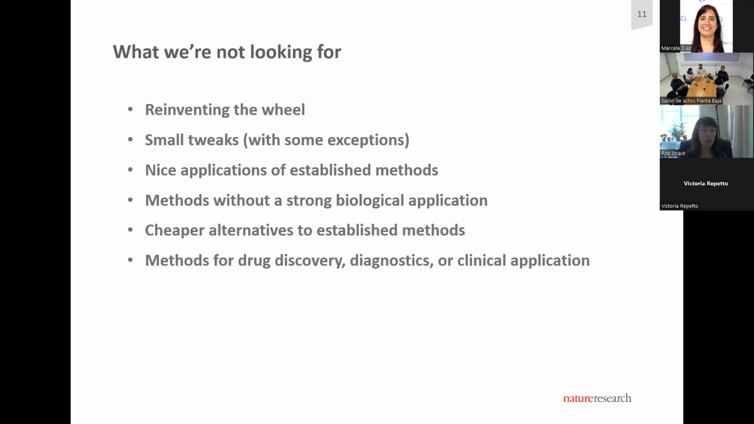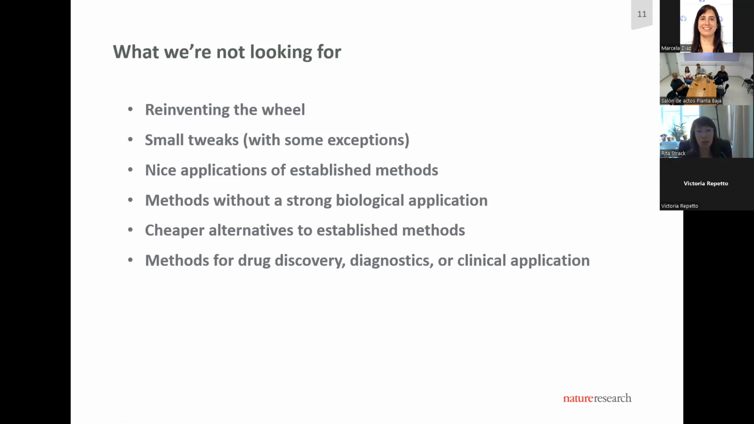We tend not to publish cheaper alternatives to established methods, although again, there are some exceptions here. And we don't publish methods that are primarily for drug discovery, diagnostics, or clinical applications. And that, again, is just because our scope is focused only on methods for basic research. And before I leave this slide, I just want to say these are all important categories. So we are not making a judgment about whether it's important to do this kind of work. It's just not the focus of our journal.